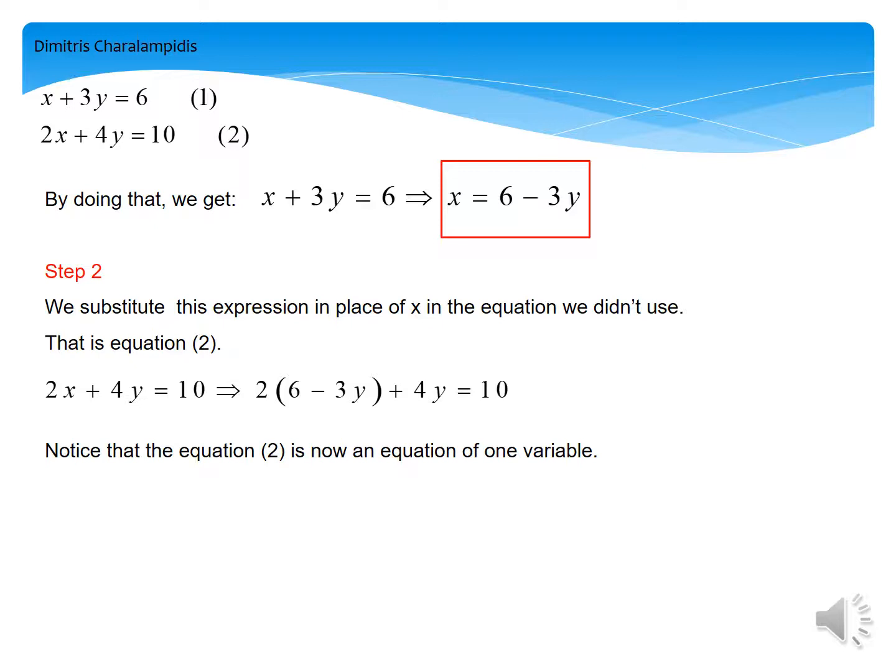Moving in step 2, we substitute this expression in place of x in the equation we didn't use. And that's the equation we named with number 2. So, we'll go in the second equation, and in place of x, we will now put all this expression. So, instead of 2x plus 4y equals 10, we will now write 2 times (6 minus 3y) plus 4y equals 10. Notice that the second equation, the equation number 2, is now an equation of one variable. The only variable we have here is y.